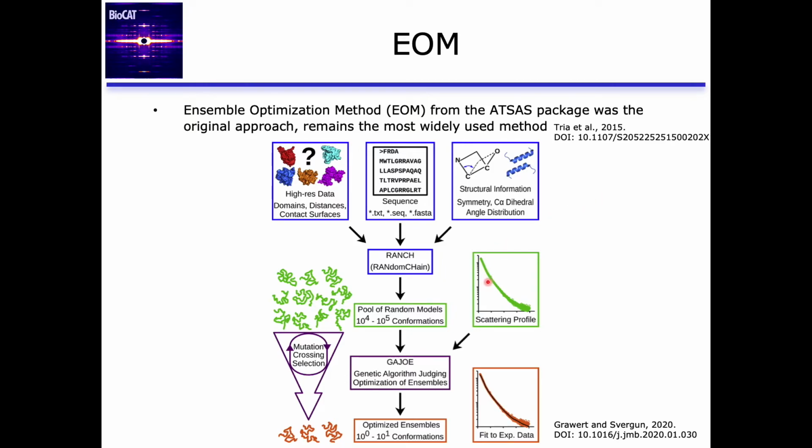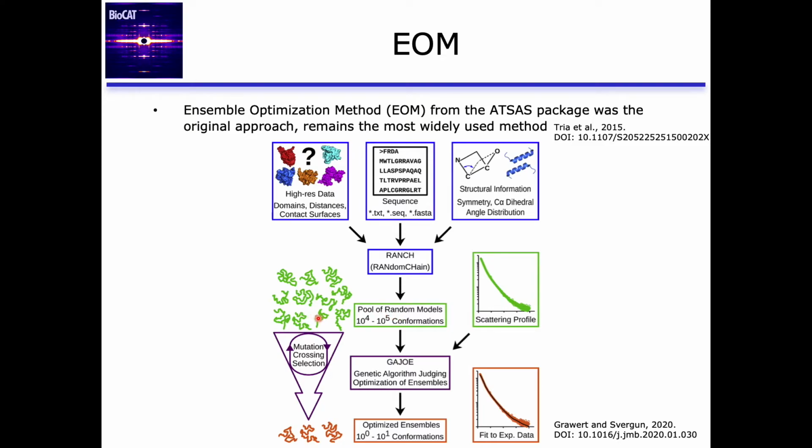You have two programs in the ATSAS package, one called RANCH, for random chain, and one called GAJOE, for genetic algorithm judging optimization of ensembles, and you use them in sequence. First you take all the known structural information: the sequence of the protein, any high-resolution data about folded domains, contact information, symmetry information. You plug it into RANCH, and RANCH generates a large pool of random models, somewhere on the order of 10 to 100,000 different possible conformations.